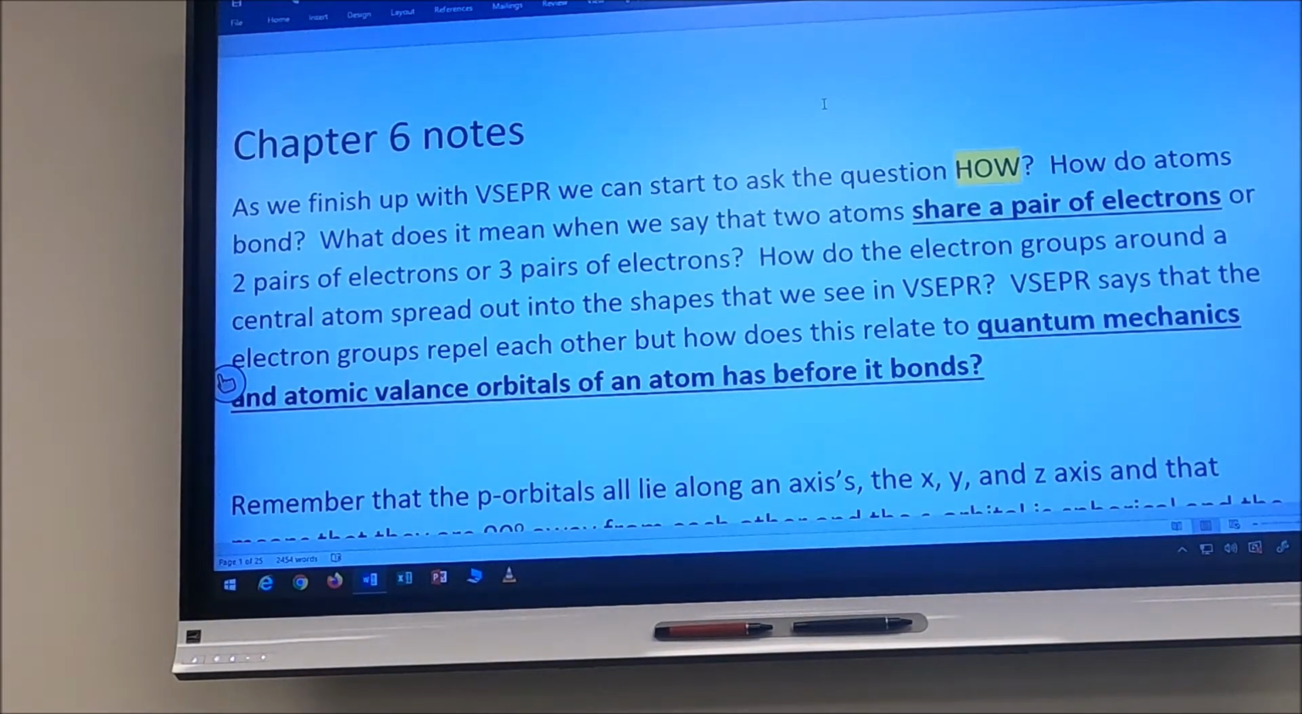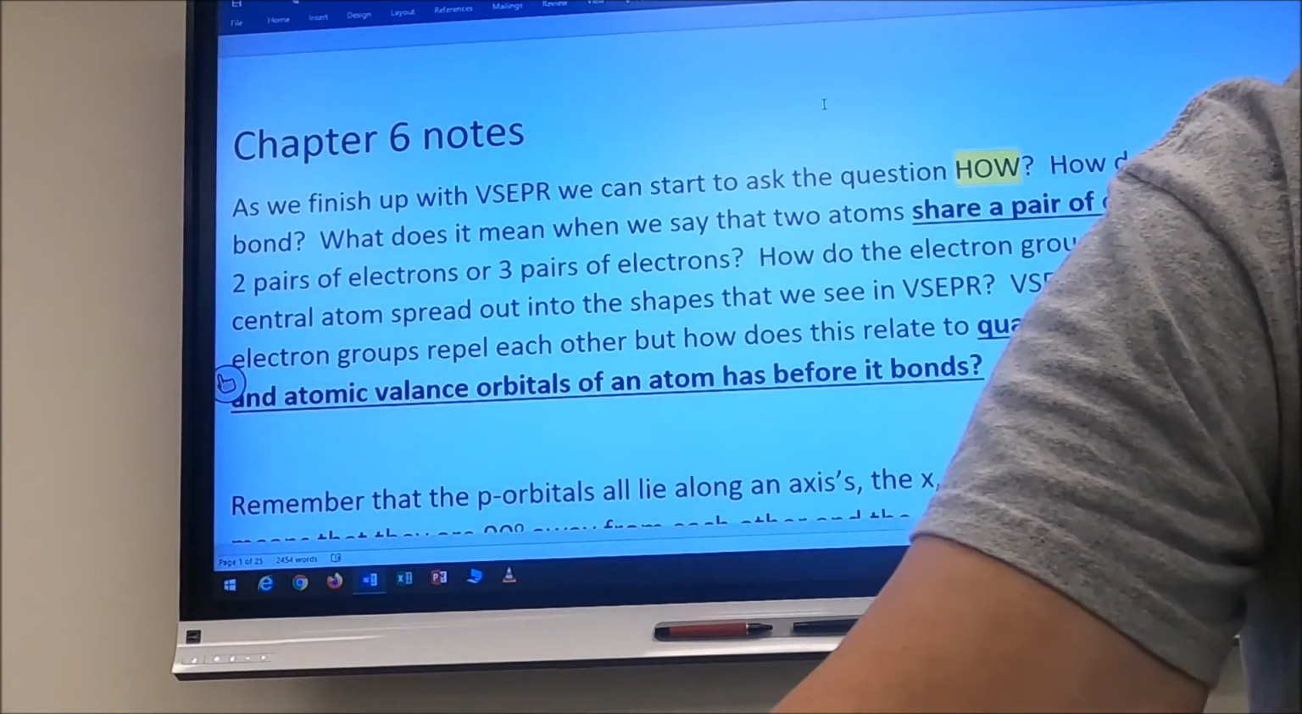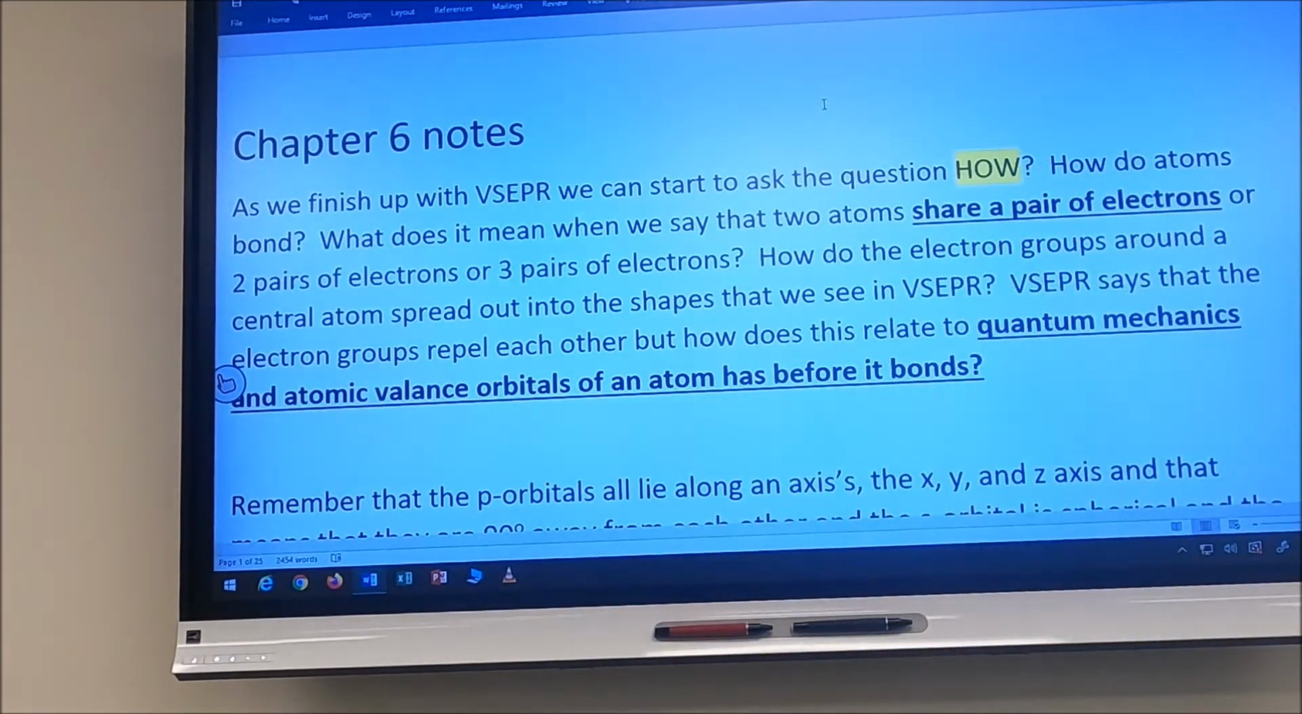On to chapter 6. Here in chapter 6, just like in chapter 5, we're concentrating on covalent molecules. And remember, the reason that we're really concentrating on covalent compounds and covalent molecules is that the vast majority of compounds are covalent in nature. So that makes them super important to us understanding chemistry. Most of the chemistry is chemistry of covalent compounds.